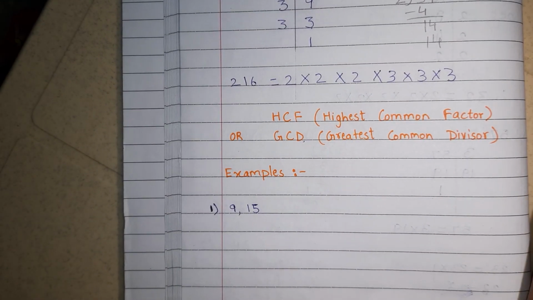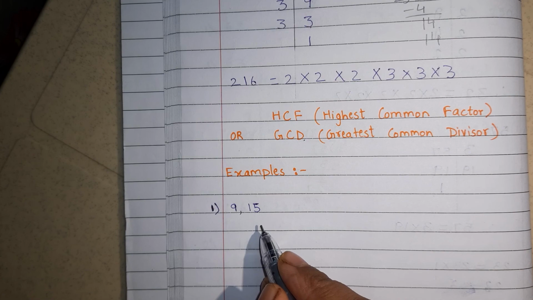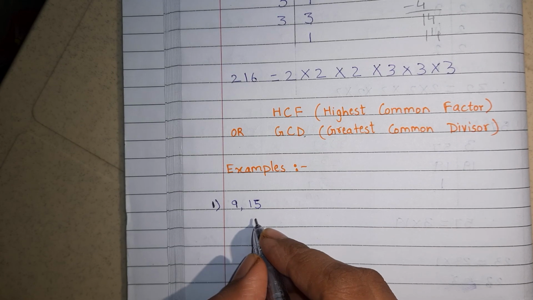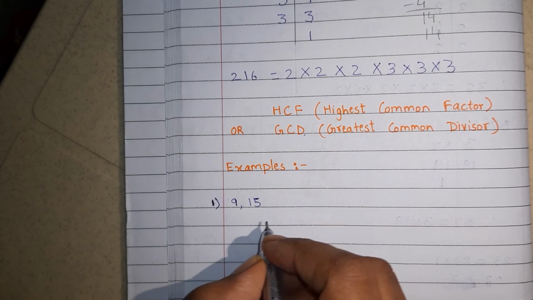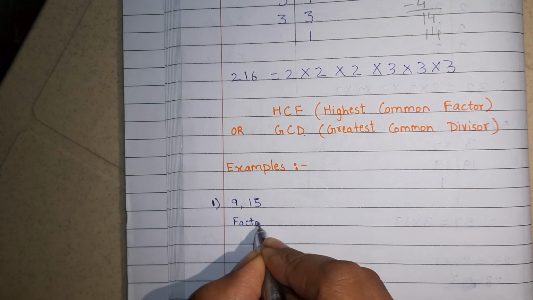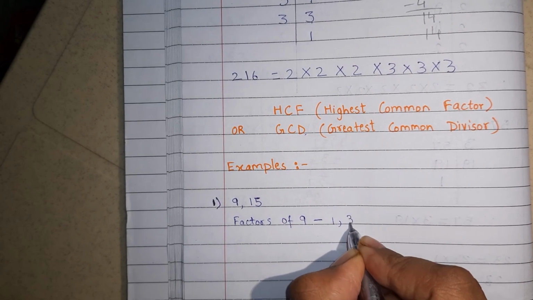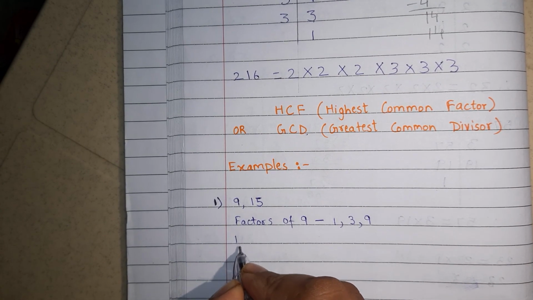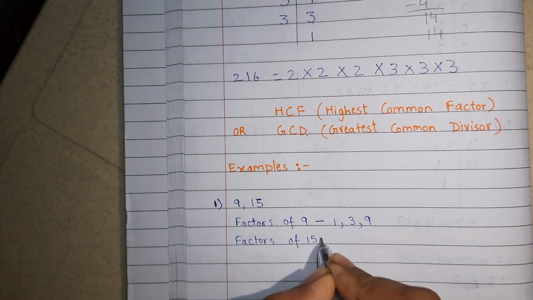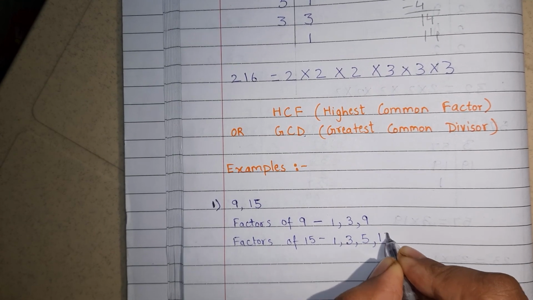Now we are going to take one example of how we found HCF last year. Do you remember, last year also we did this lesson, HCF and LCM. According to the last year method, what was the method? First write the factors of 9. What are the factors of 9? 1, 3 and 9. Then write all the factors of 15. What are the factors of 15? 1, 3, 5 and 15.